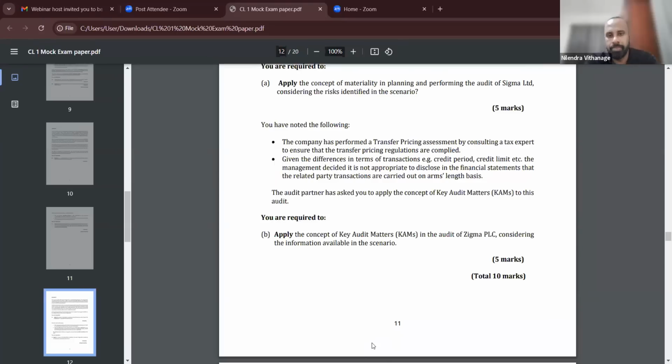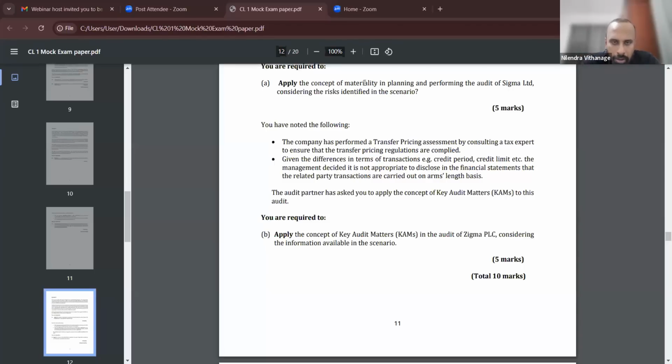Look at part B. Apply the concept of key audit matter, Sri Lanka Auditing Standard number 701, in the audit of Sigma PLC, considering the information available in the scenario. Key audit matters, SLAuS 701.